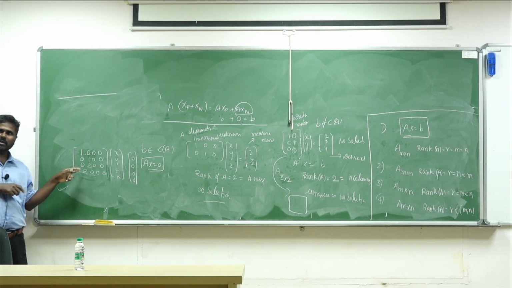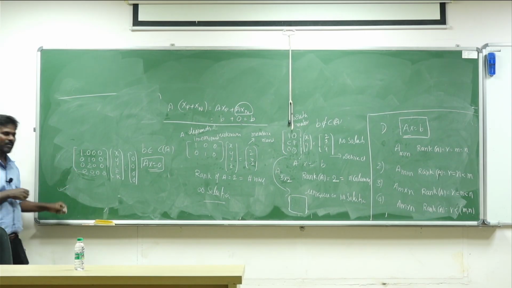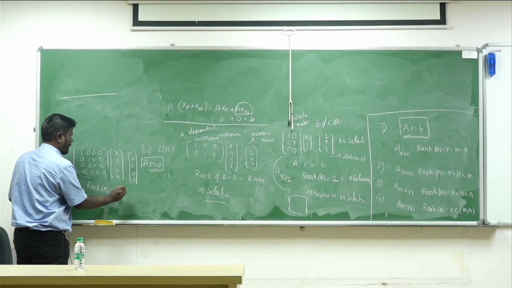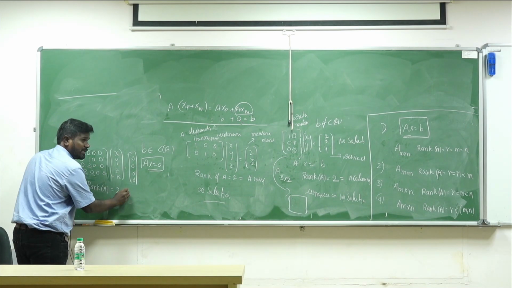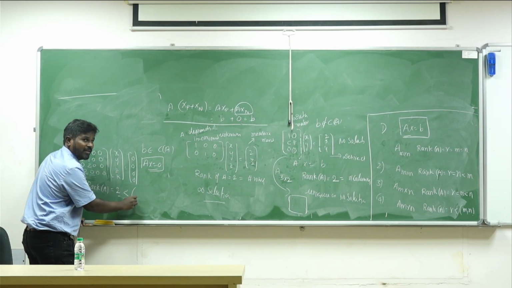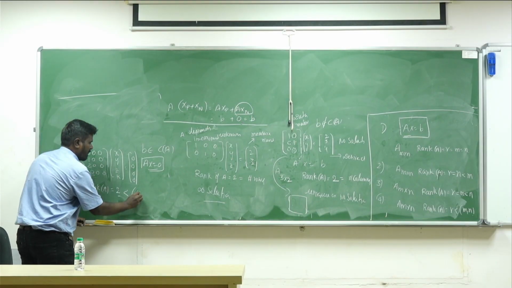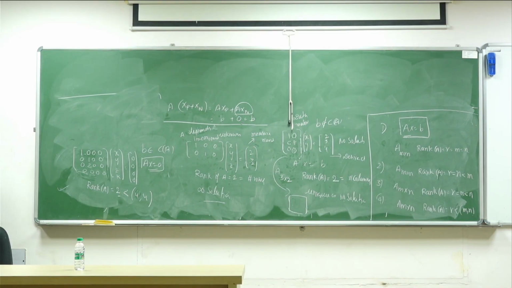What is the rank of this matrix? Can anybody tell me the rank of it? It says 3. 2, which is less than 4. This is a special case.